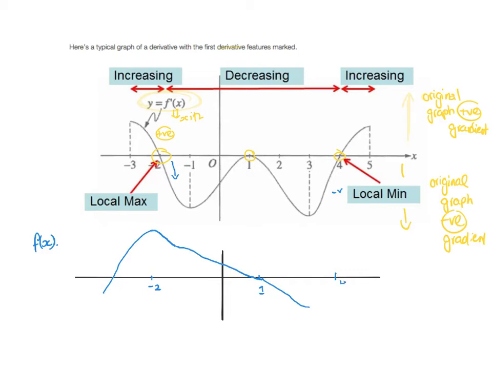So 4 is going to be a turning point of the original graph. It was negative, and then it's turned up. So that's where you can tell it's a local minimum or a local maximum. You can see up here, they're telling you that it was increasing to here, then it was decreasing. So we did that negative, and then we're increasing.